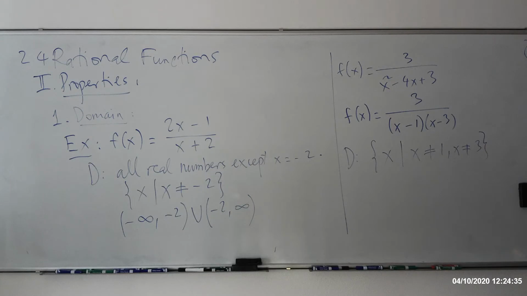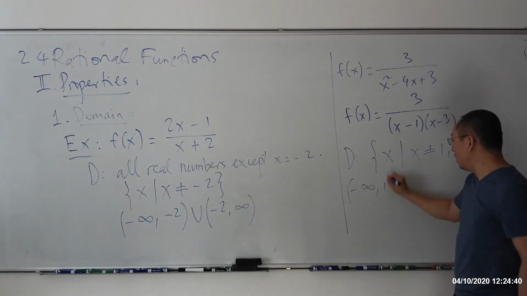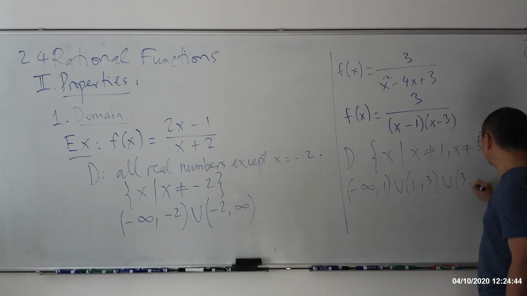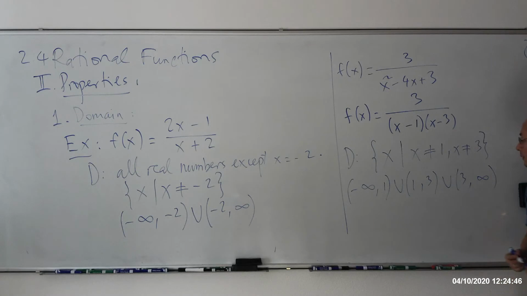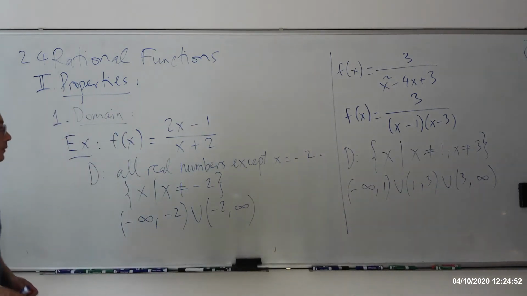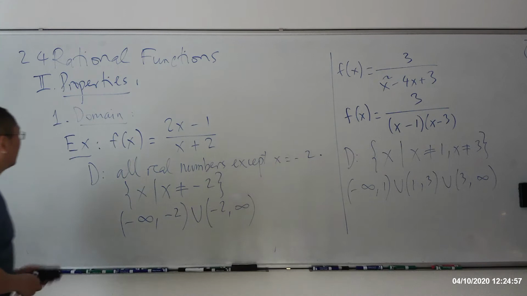Okay? Or you can use the interval notation: negative infinity to 1, union from 1 to 3, and then union from 3 to infinity. The set of all real numbers except for 2 values, 1 and 3. Okay? That is the domain of a rational function.